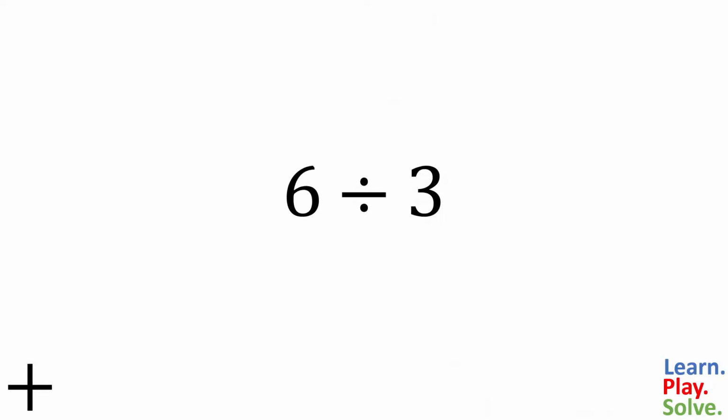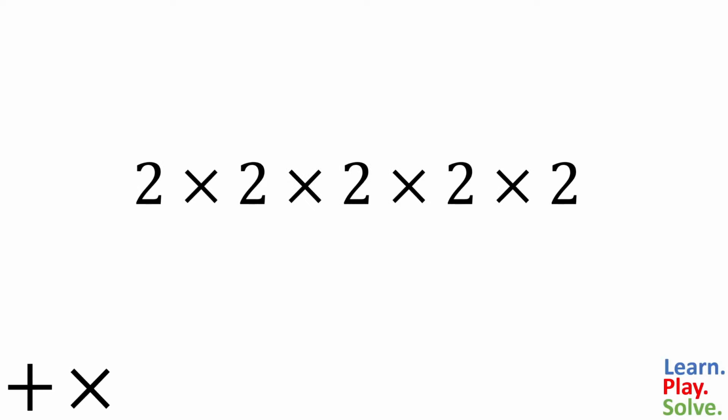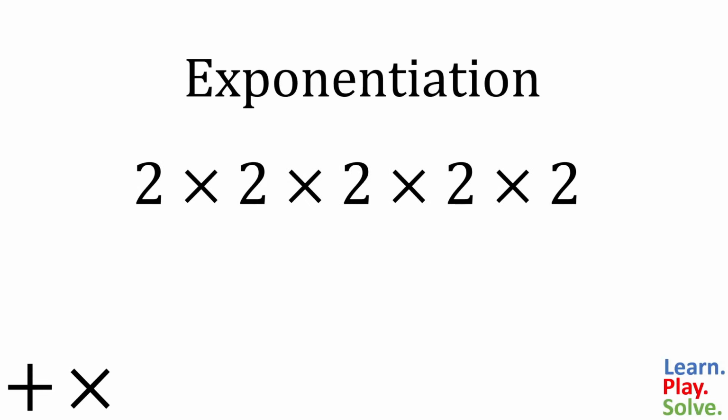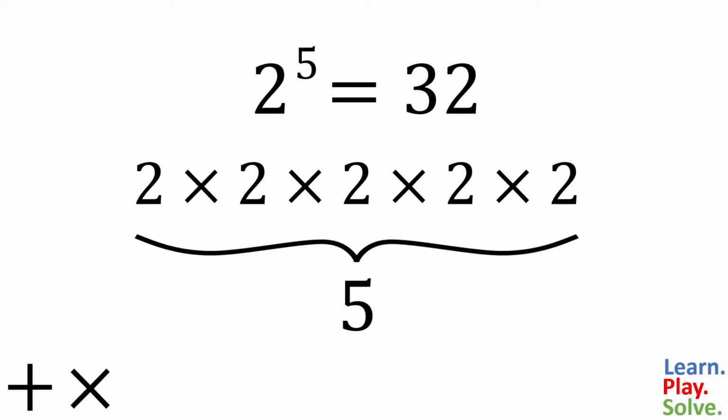Just like subtraction is really addition, we can think of division as just fancy multiplication. Dividing by a number is the same as multiplying by its reciprocal. If you multiply something by the same amount many times, it's called exponentiation. This is raising something to a power. In this case, we have 5 2's being multiplied together. So that's 2 to the 5th power, which equals 32.